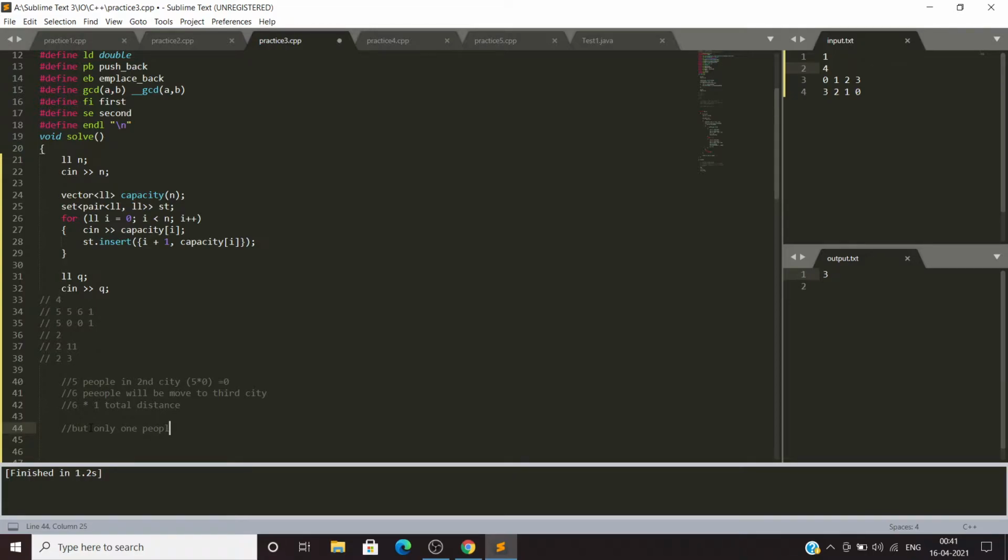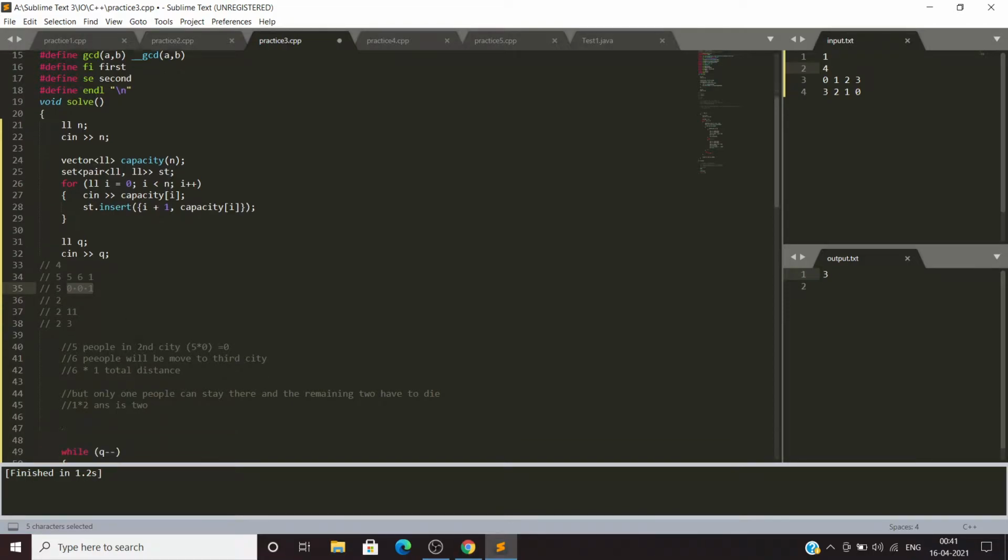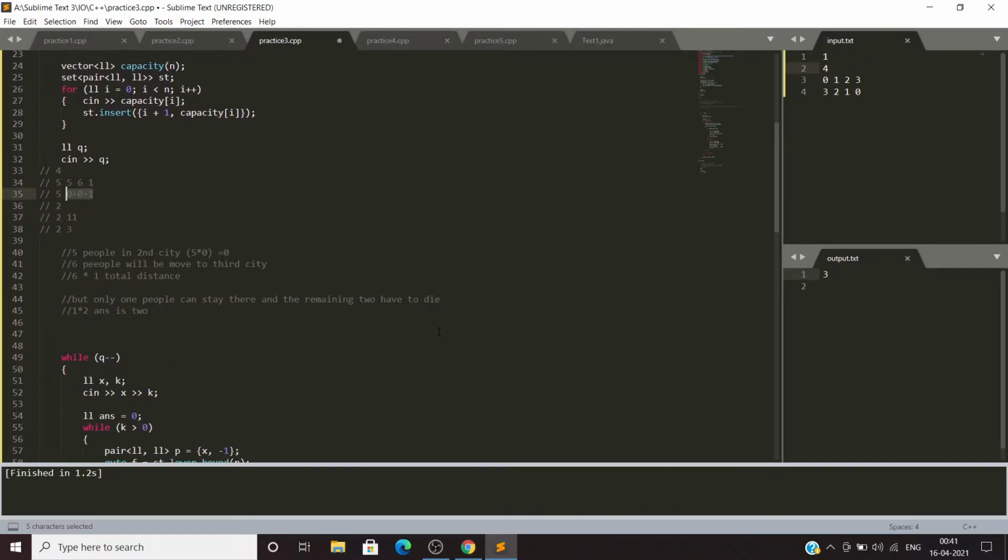But only 1 person can stay there, and the remaining people have to die. So the total distance moved is 1 into 2. The answer is 2. 2 people have died, and only one person was able to go there, and he has moved a total distance of 2. So let's jump into the implementation.